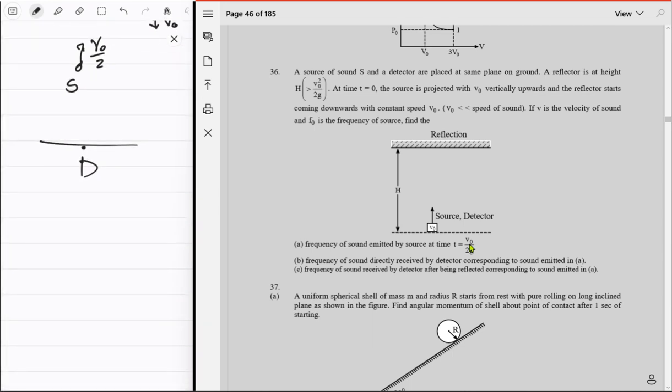Okay, so directly the frequency of sound emitted by source at time t equal to v naught upon 2, right? Wait, emitted by the source, frequency of that. But it is a Doppler shift, so it will have different frequencies at different points. So now what?